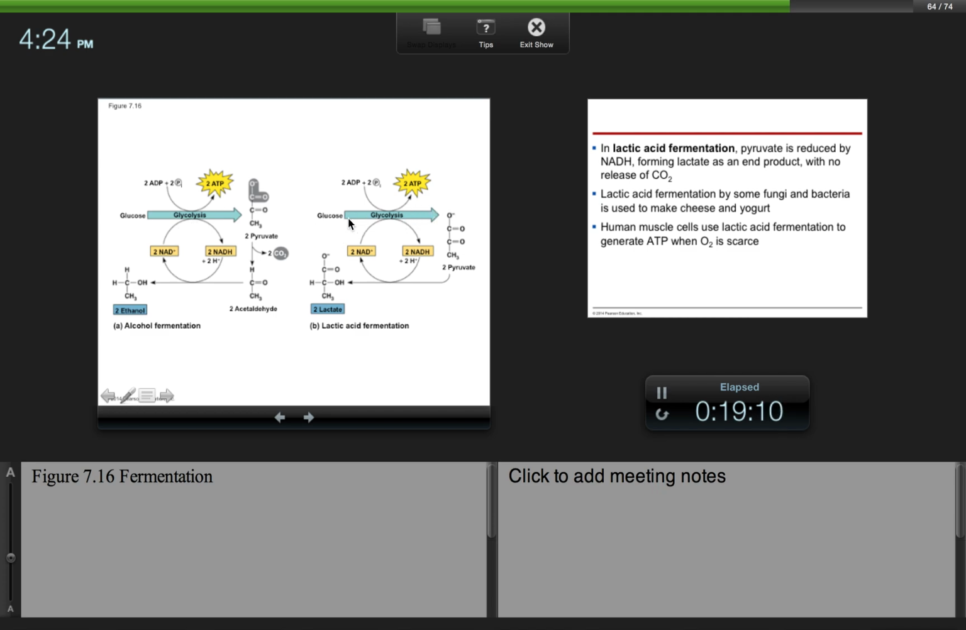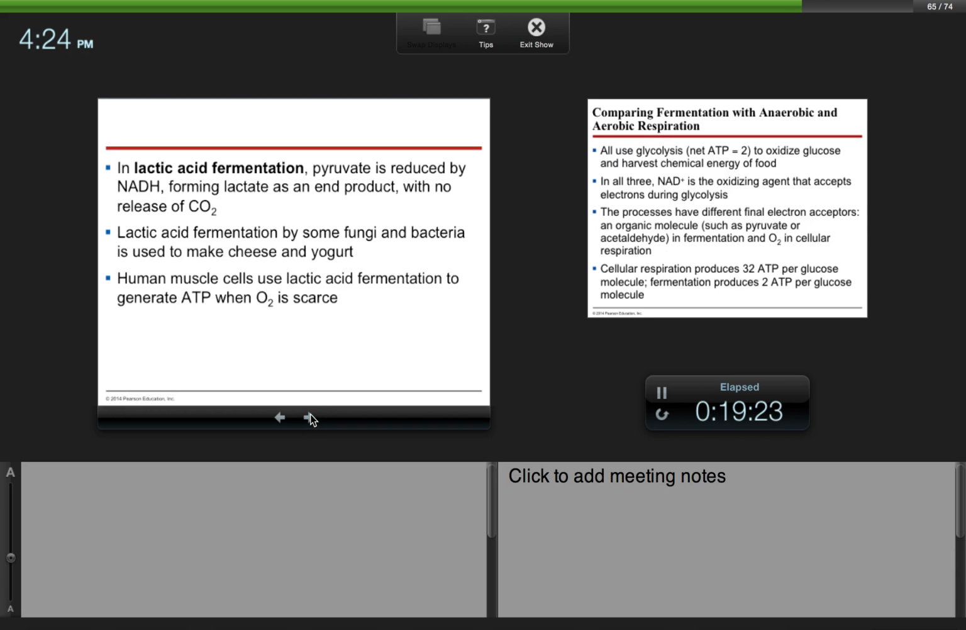This is lactic acid fermentation, a little bit different. Glucose gets converted to pyruvate, and then pyruvate, through picking up electrons from NADH, gets converted to lactate. In lactic acid fermentation, pyruvate is reduced by NADH, forming lactate as an end product with no release of carbon dioxide. Lactic acid fermentation by some fungi and bacteria is used to make yogurt. Human muscle cells use lactic acid fermentation to generate ATP when oxygen is scarce.